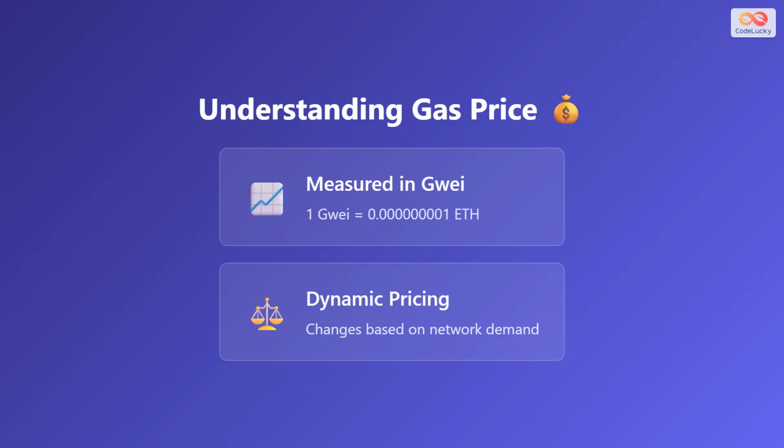Gas price is measured in a unit called Gwei. 1 Gwei equals 0.000000001 Ether. It's a tiny fraction that makes pricing more manageable. Unlike gas used, which is fixed for each operation, gas price is dynamic. It changes constantly based on network demand. When many people want to transact, gas prices go up. During quiet periods, prices drop significantly.